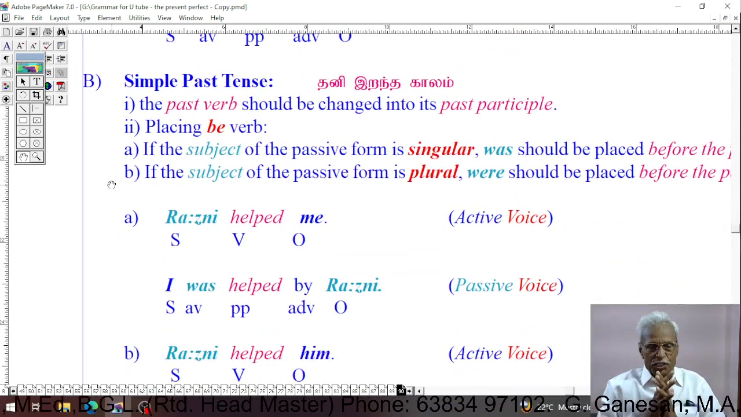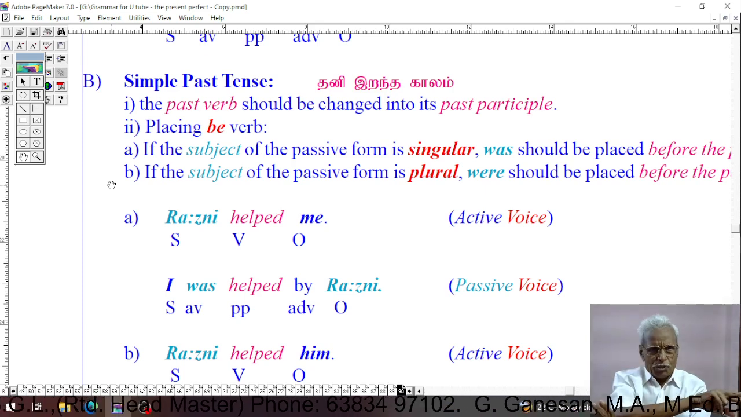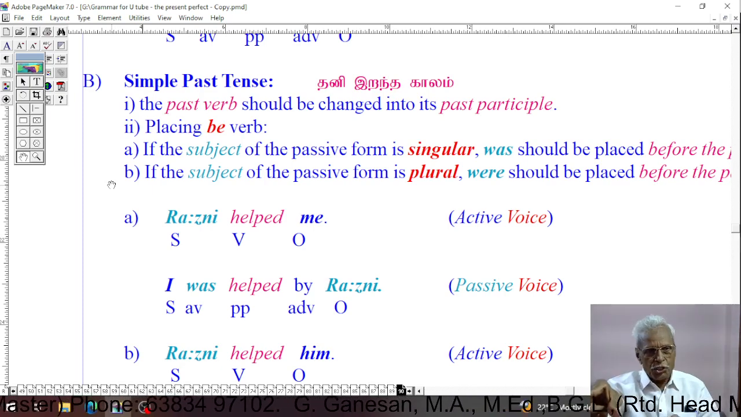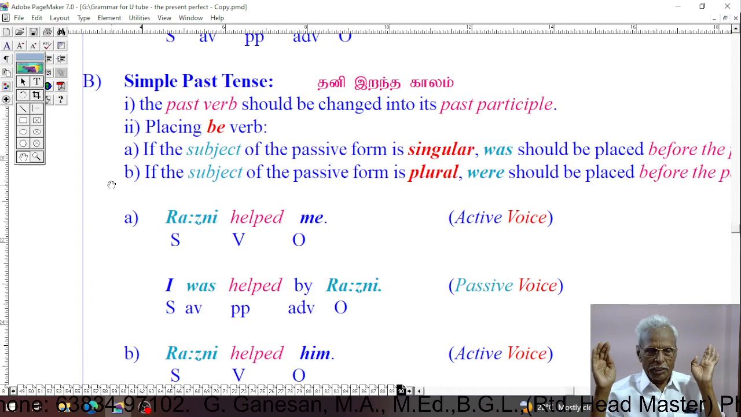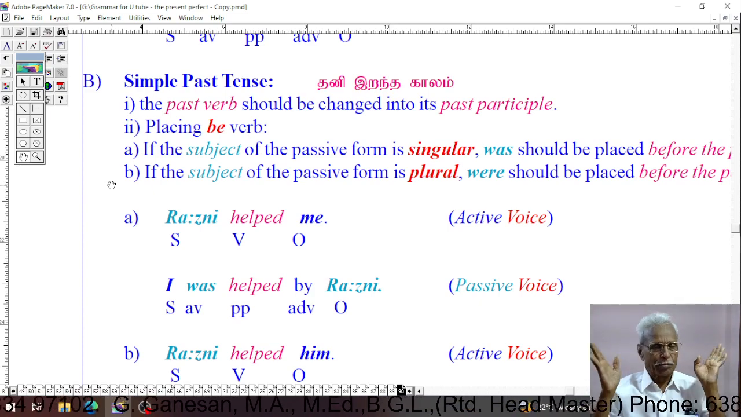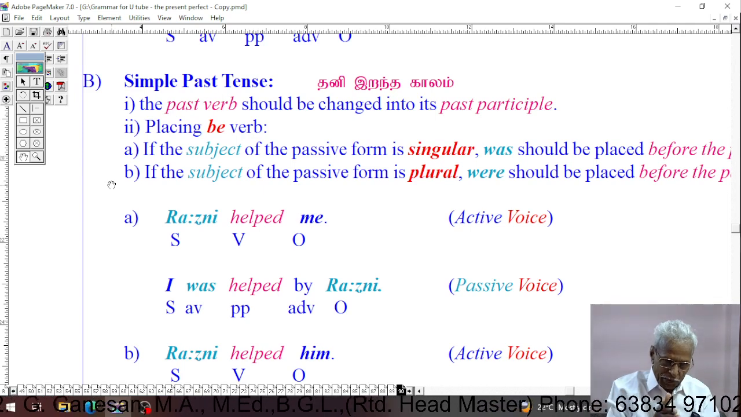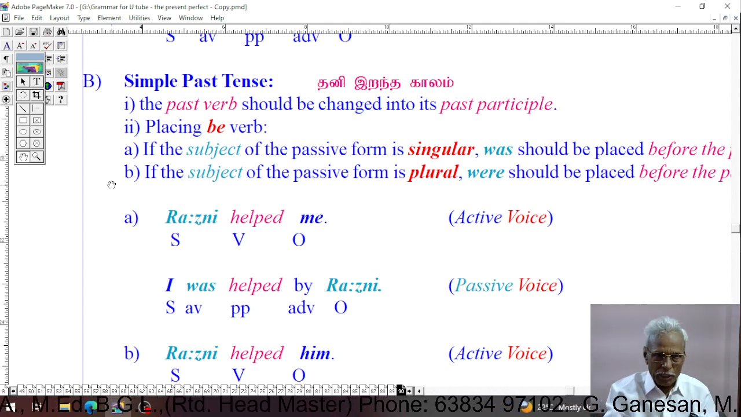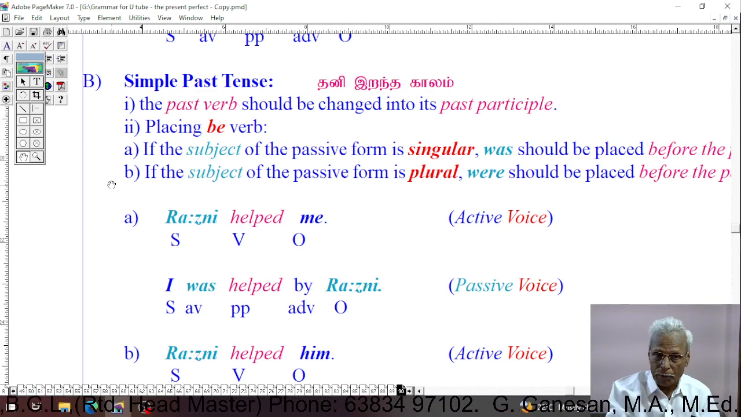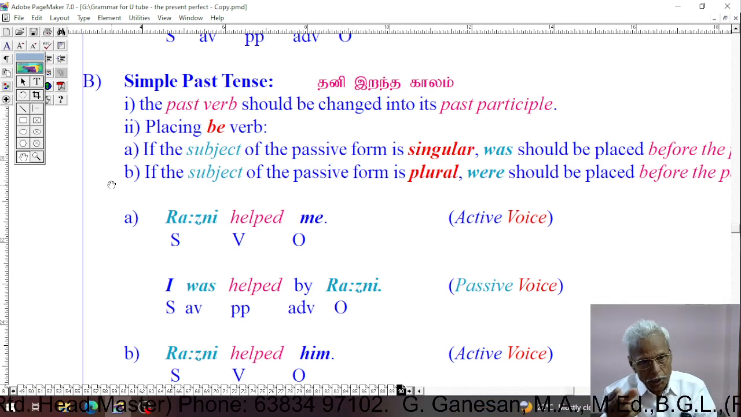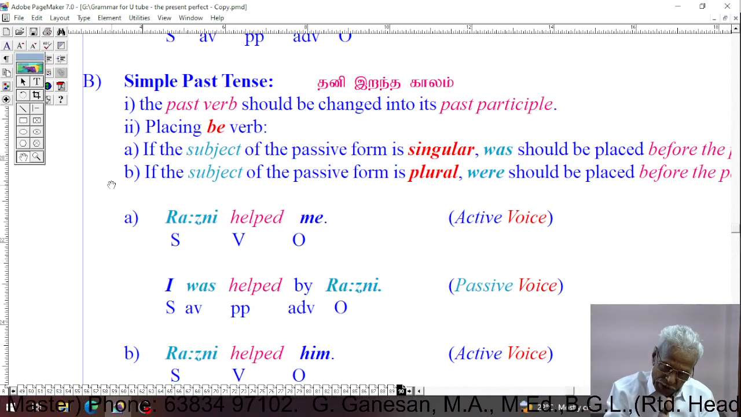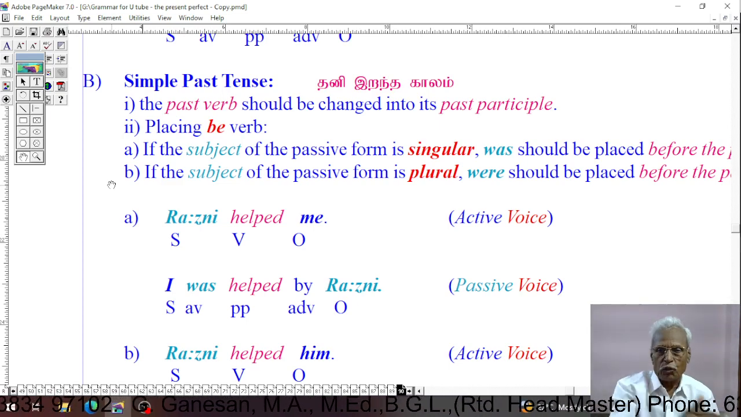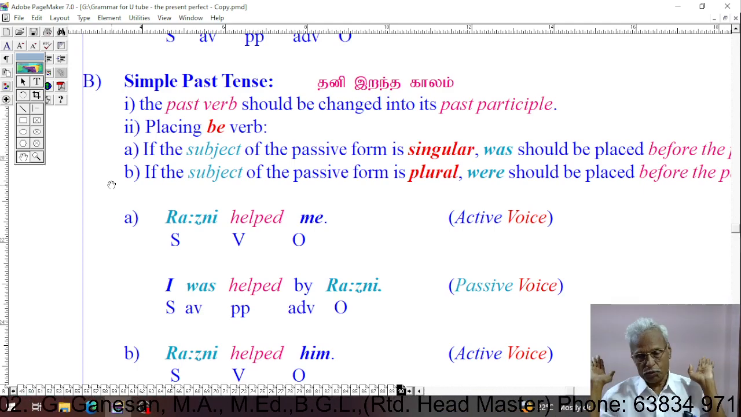The rules for simple past tense. Here also, subject and object should be interchanged. Then, the past verb should be changed into the past participle. Then, regarding be verbs, placing the be verb: if the subject of the passive sentence is singular, was should be placed before the past participle. If the subject of the passive sentence is plural, were should be placed before the subject, I mean before the past participle.